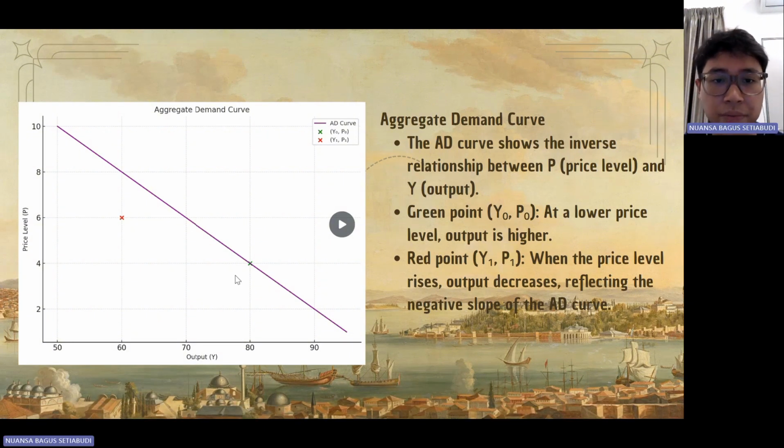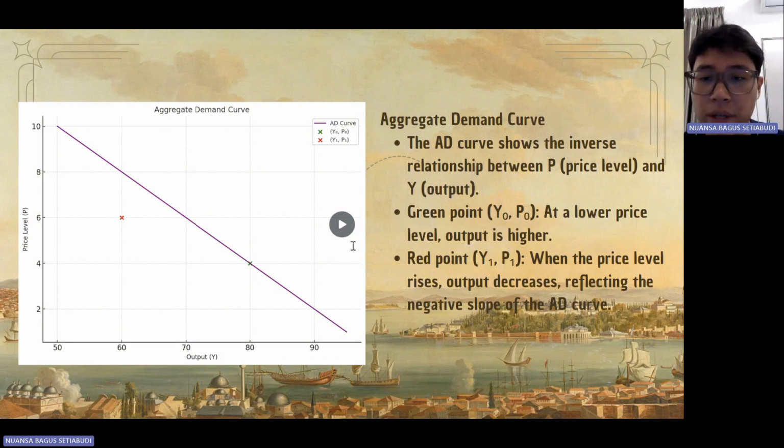So here we go. Let's take a closer look at the aggregate demand (AD) curve, which visually represents the inverse relationship between the price level, which is P, and the output Y. Once again, the purple line in this graph is the AD curve. It slopes downward, reflecting that as the price level increases, the output decreases.